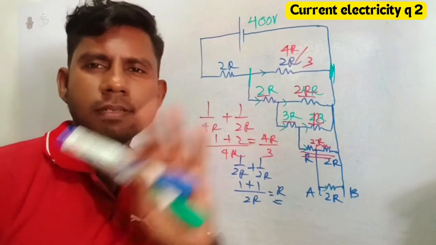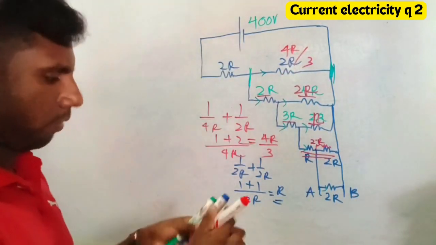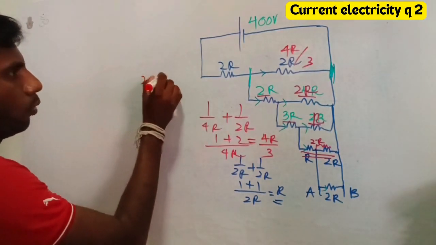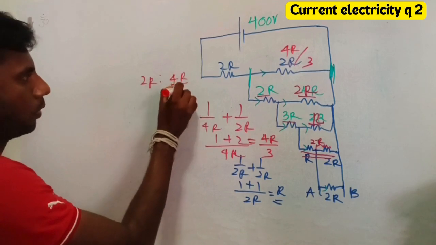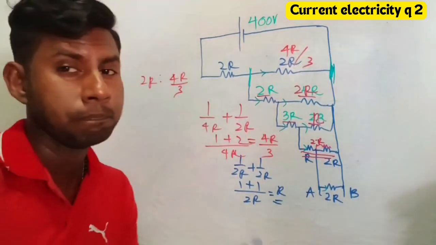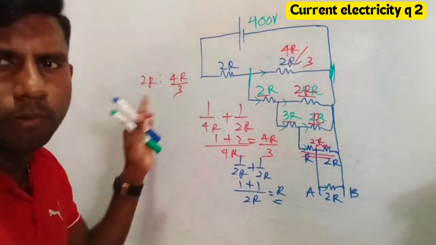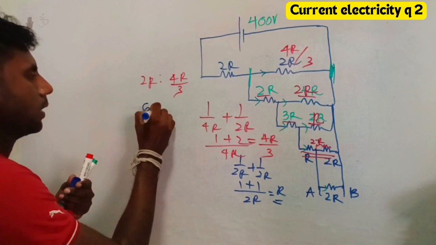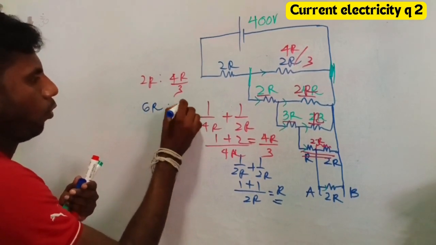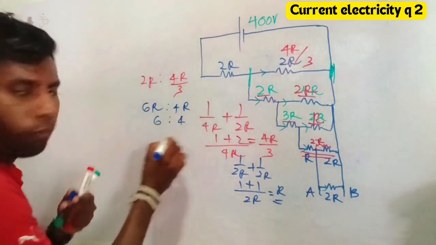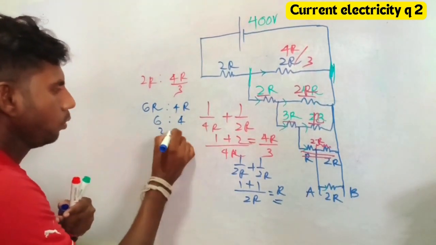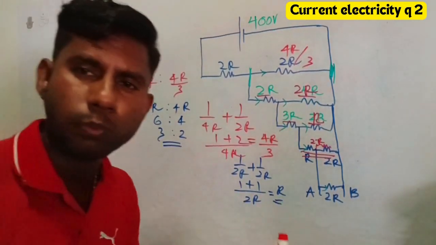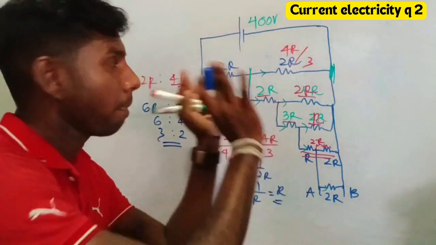Now let's take the ratios. The 400 volts is what we have to divide in the ratio 2R to 4R over 3. We cannot keep the fraction like this, so we multiply by the LCM, which is 3. So 6R is to 4R, 6 is to 4. Now we can simplify, which gives 3 is to 2. That's the resistance ratio. Of course, we know the resistance ratio is equal to the potential ratio.